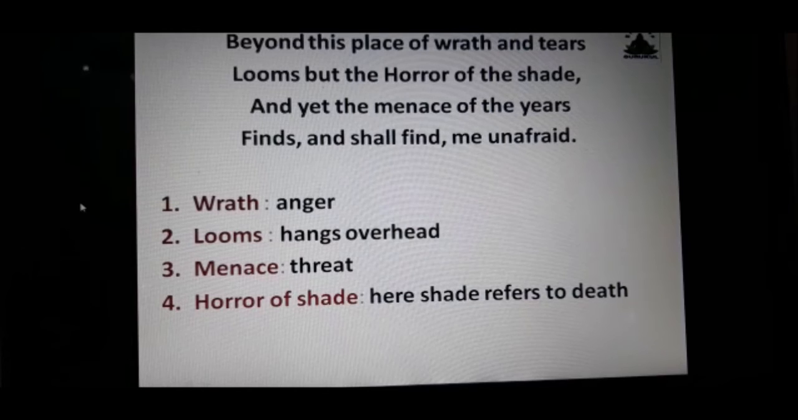In other words, children, he simply means to say that whatever experiences he has encountered while he was alive have made him so bold and so strong that he does not fear death now. The number of years of experience in struggle and pain has made him so strong that he doesn't fear whatever may happen after death also. He is not afraid. Horror of shade means the situation which refers to death. Even if he has to encounter death and anything after that, he is not afraid of all that. He has become that strong.